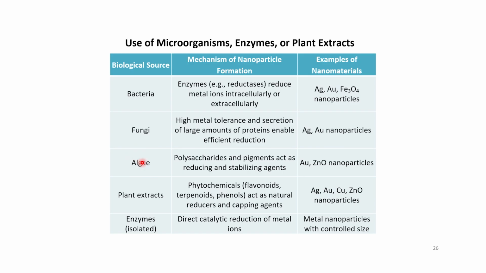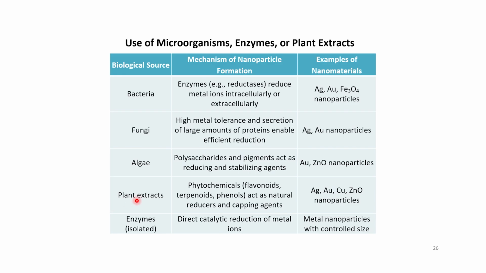Then you can start off with algae also, where polysaccharides and pigments act as reducing and stabilizing agents. Stabilizing agents are basically polymers that cover your nanoparticle, your charged particles, and stabilize them and prevent them from sticking. So these can be naturally obtained from certain algae. The polysaccharides and pigments that we obtain from these algae can act as reducing as well as stabilizing agents. So here also you can synthesize gold and zinc oxide nanoparticles.